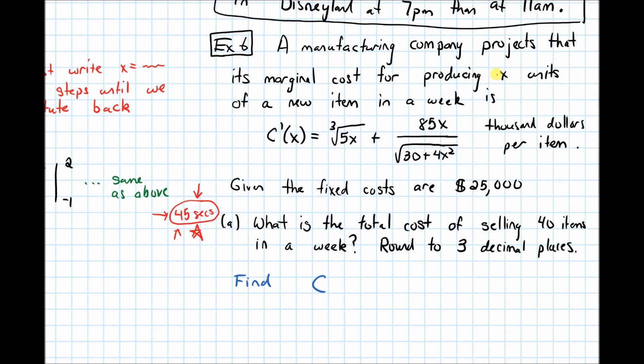Well, the number of items is x. So it wants us to find c of 40. So probably we're going to have to figure out the cost function by finding an antiderivative and then plug 40 into it at some point.